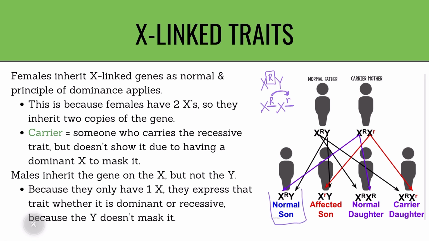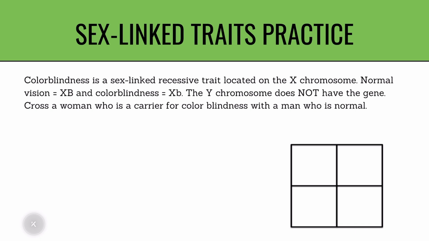So this would be a normal son because he has the dominant R on his X chromosome. This son is affected by whatever trait this is because he inherited the recessive allele on his X chromosome. This daughter is not a carrier because she got two dominant R's. This daughter is a carrier because she got a recessive r. So let's look at what that looks like as far as doing a word problem and in a Punnett square.